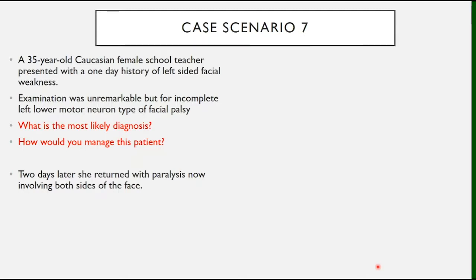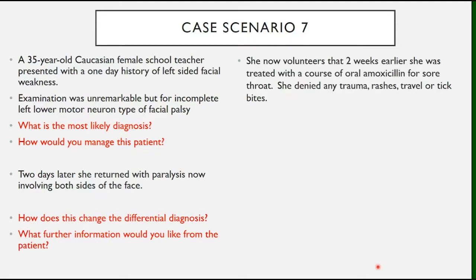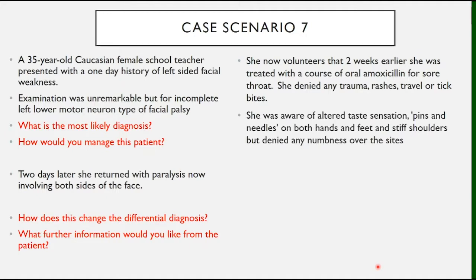So bilateral palsy is common with GBS, which can present in that way. Sarcoid and Lyme can present. Okay. Trauma can present with a bilateral. There was no trauma. So would you like some further history? Yeah, she traveled. So she now says that 2 weeks earlier she had a sore throat and got amoxicillin, but she's not traveled, no trauma, no rashes.